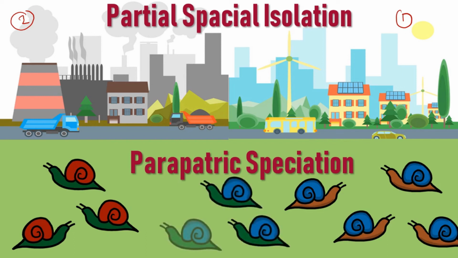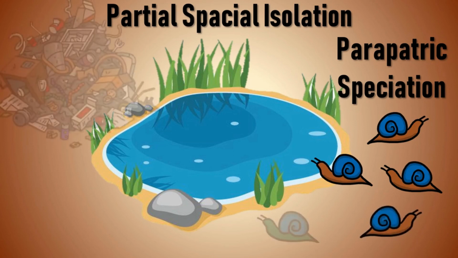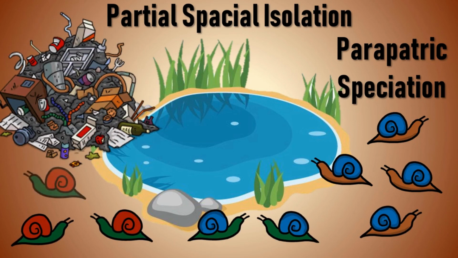Parapatric speciation is slightly different from sympatric speciation because the evolution of the new species takes place in a separate niche, whereas in sympatric speciation, the evolution of both the new species occurs together. A similar effect is seen with a population around a large water body, wherein continued differences in the species are observed due to the presence of garbage at one end.